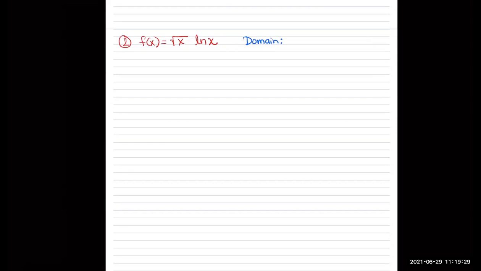Yeah, for all x's greater than 0, right? Because we're taking the natural log of x. And so we know that x has to be greater than 0. So let's keep that in mind.